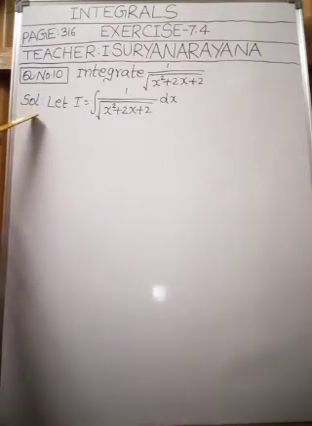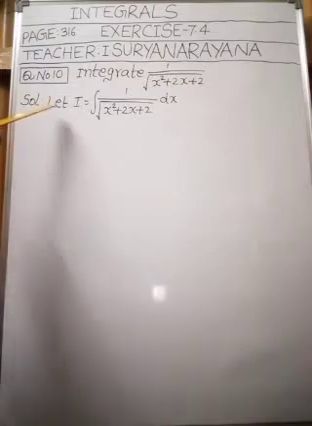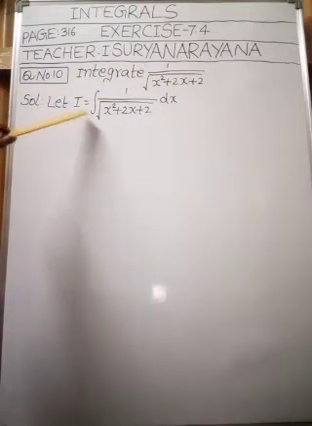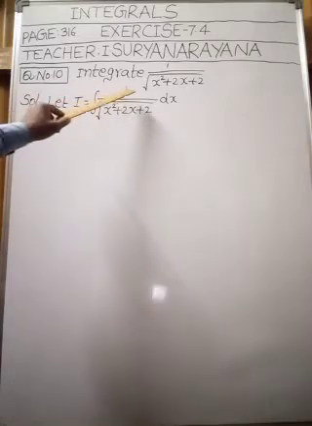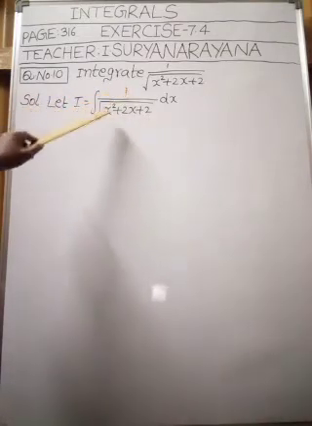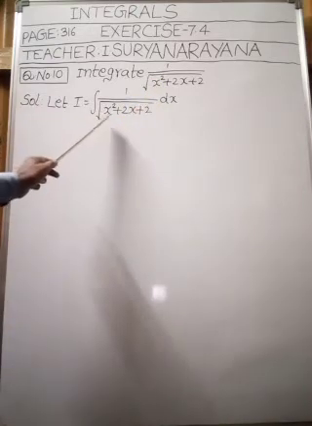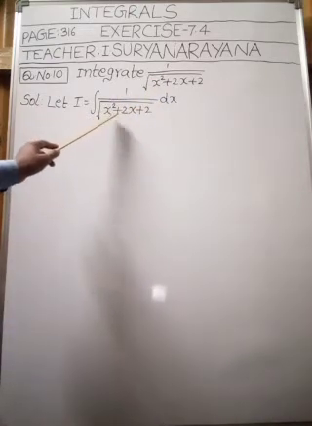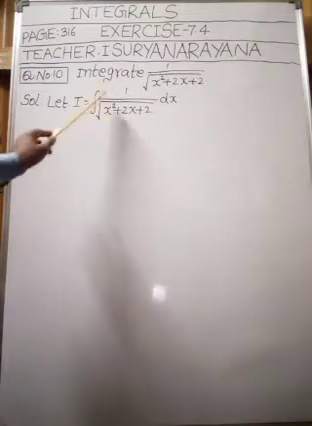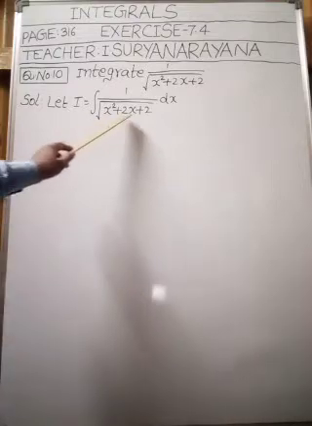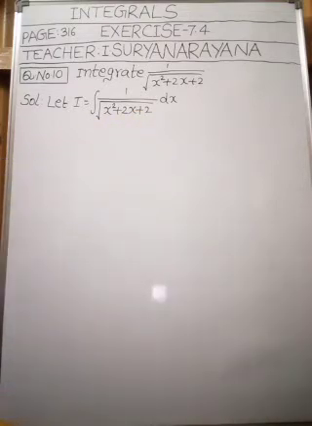You know the first step. What is the first step? You have to assume that capital letter I is equal to the integral of the given function, 1 by square root of x square plus 2x plus 2 dx. But if you observe the function in the denominator, under the square root, it is a quadratic expression in x.